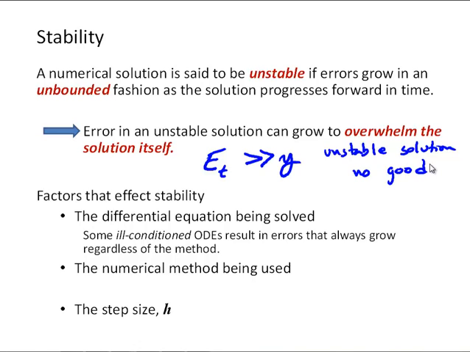Some factors that affect stability include the differential equation that's being solved. Some differential equations are ill-conditioned, and they'll result in errors that always grow regardless of the method. And there's nothing we can do about that except to hopefully find a method that works for at least the time span that we want before that error grows to be too large. Stability can also depend on the numerical method that we're using and the step size h.